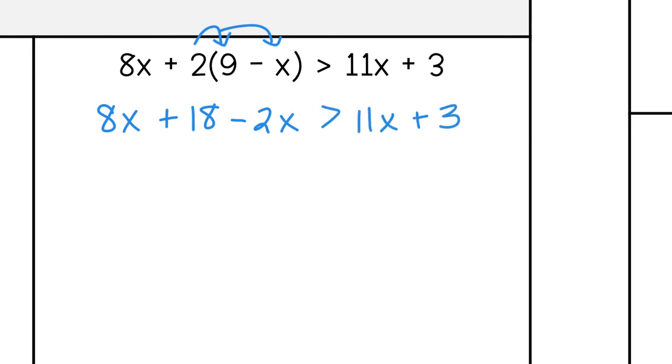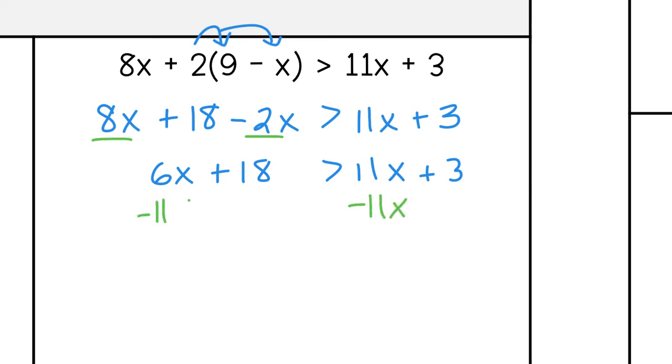So on the left side, I can see we have some like terms. The first one and the third one both have x's, so we're going to put those together. 8 minus 2 gives me 6x, and I still have my 18, greater than 11x plus 3. Now I have x's on both sides, so let's fix that. So if I subtract 11x from both sides, that'll give me -5x plus 18 is greater than 3.